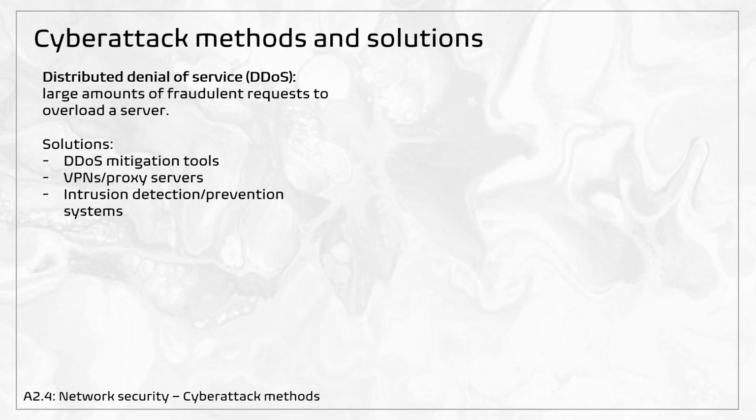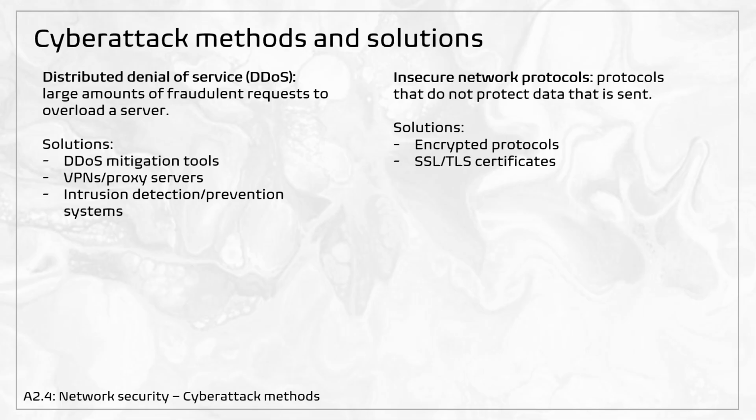A distributed denial of service attack, or DDoS, is when a large volume of fraudulent requests is sent to overload and crash a server or network. These are very common, so there are a lot of tools dedicated to mitigating DDoS attacks. Alternatively, servers or networks can use VPNs or proxy servers to mask their true IP addresses or implement intrusion detection and prevention systems. Insecure network protocols are protocols that don't protect data when sent, which lets hackers intercept the data.